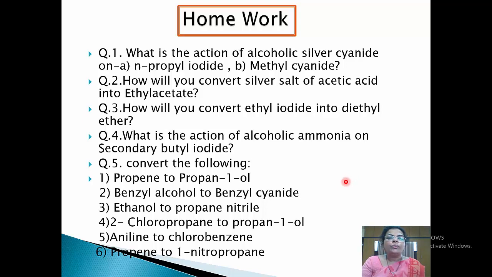Now homework for you. Question number one: what is the action of alcoholic silver cyanide on n-propyl iodide and methyl cyanide? Second question: how will you convert silver salt of acetic acid into ethyl acetate? How will you convert ethyl iodide into diethyl ether? What is the action of alcoholic ammonia on secondary butyl iodide?